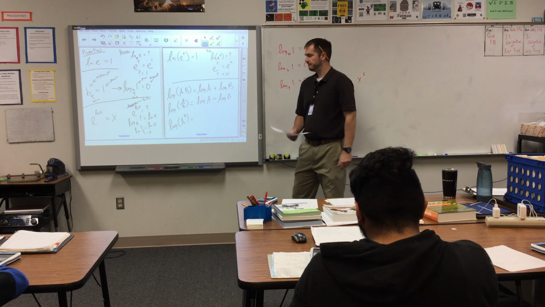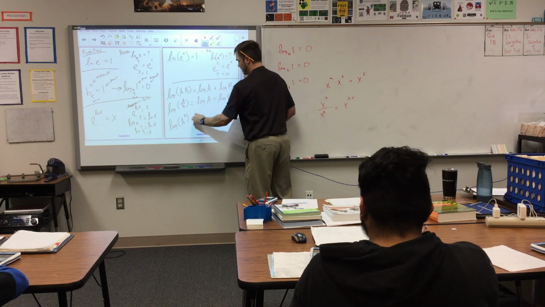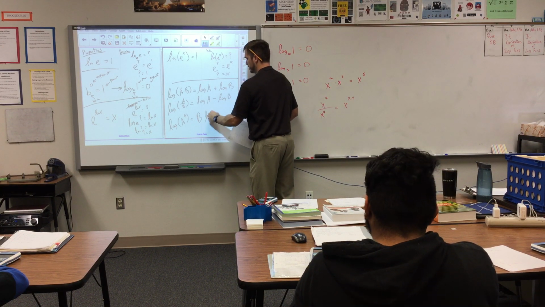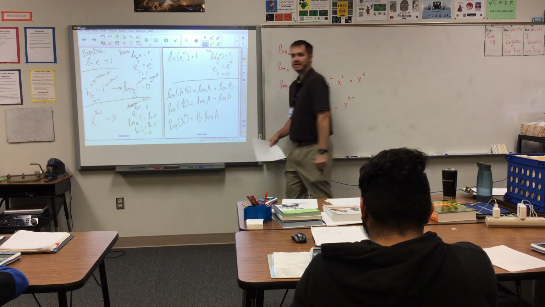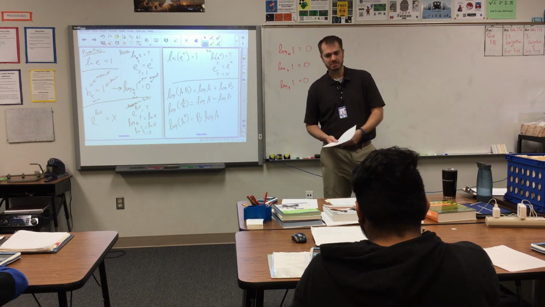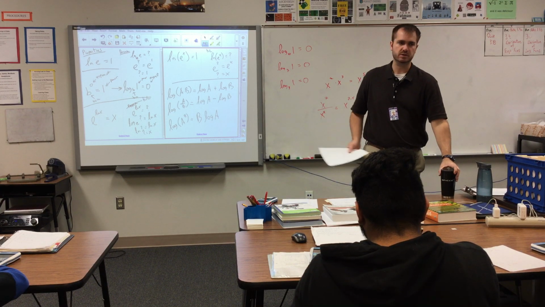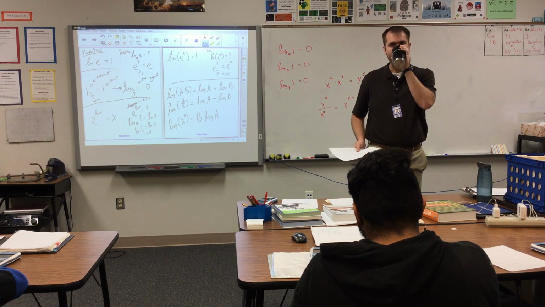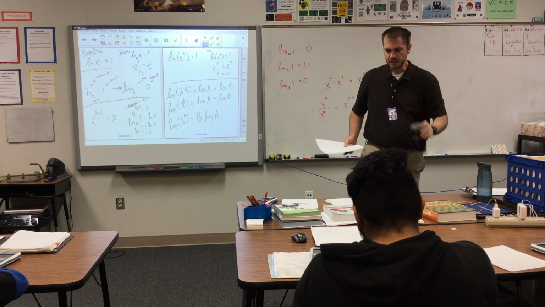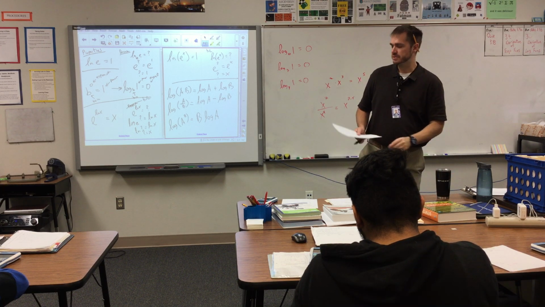Log of A to the B equals B times log A. And this is true for any base. Base 10, log base 10, log base e. So it works for natural log, base 2. You do a lot of log base 2 in computer science.